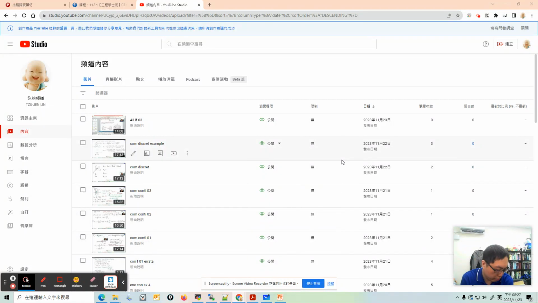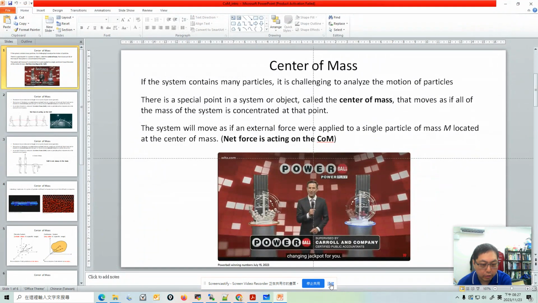Hello everyone. In this video I'm talking about center of mass. We're in a system of particles, and we need the concept called center of mass to make our analysis of the system much easier. The center of mass is a very special point, and most of the time you cannot see it, which is why you need to calculate it. We show an example to calculate center of mass in discrete systems and continuous systems.